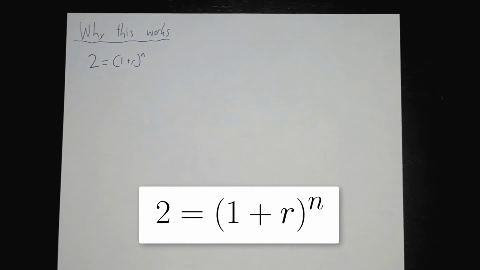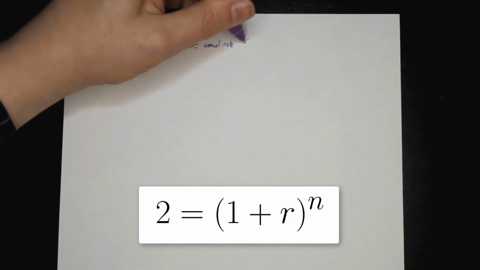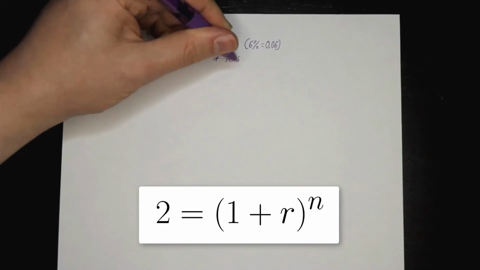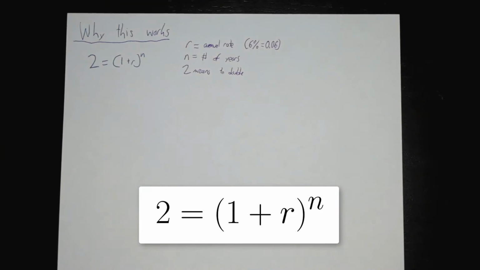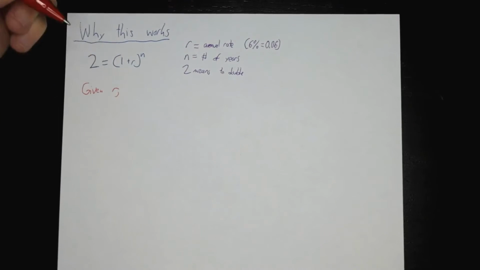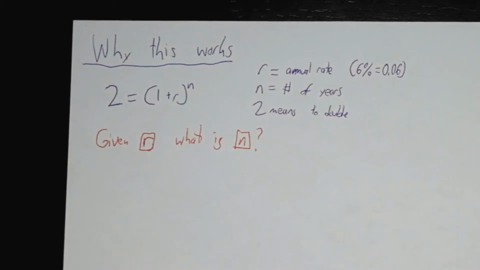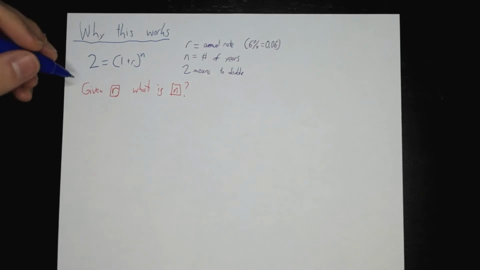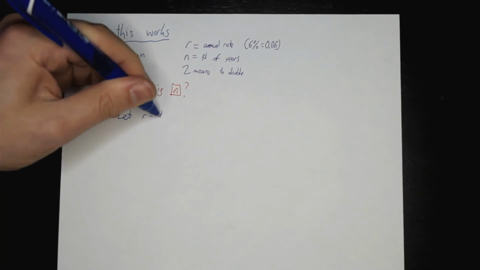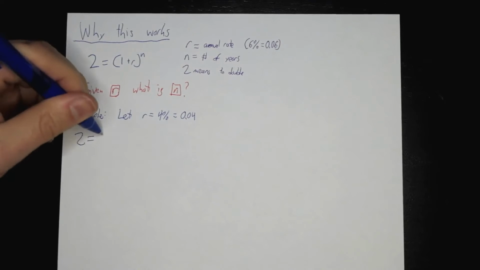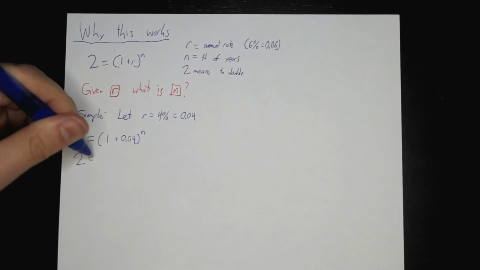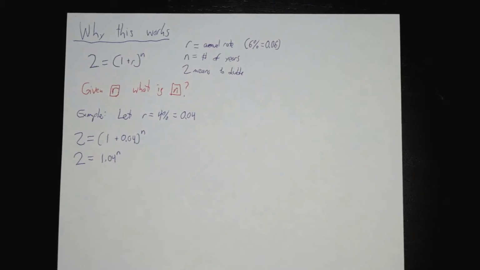What we're in effect trying to do is solve this. Given an annual rate of R, and the number of years it takes to double N, and 2 means, well, 2, right? Double. So given R, what is N? Given your annual rate, how many years will it take to double? If you're not totally on board yet, let's go back to that 4% example. So we plug in 0.04 for R, and do some adding, and then we get 2 equals 1.04 to the n.